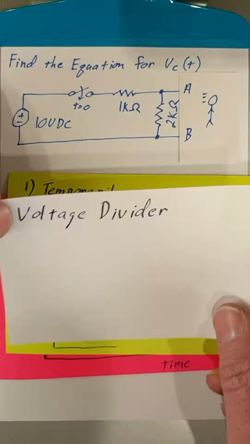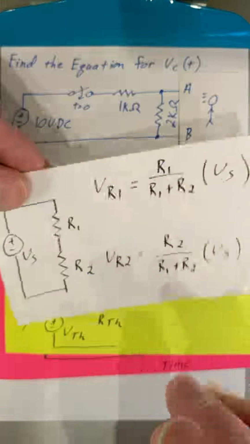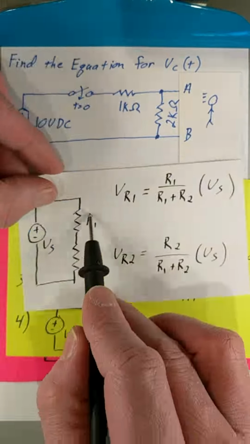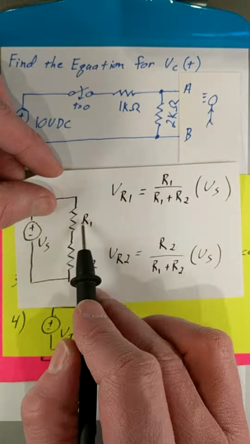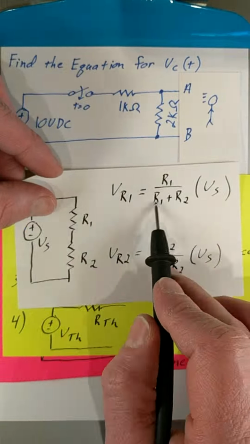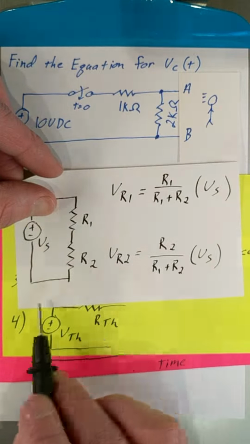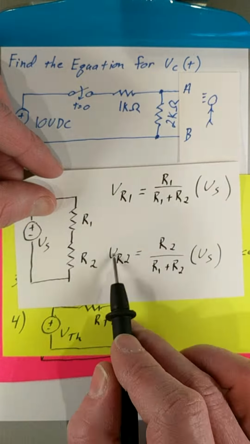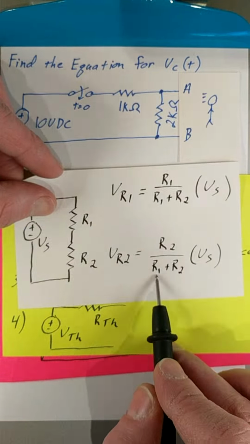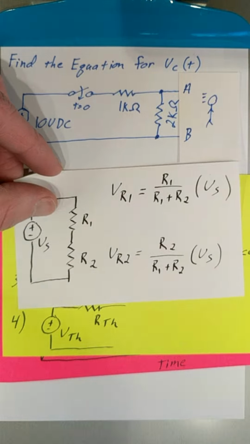One last thing from our note cards. Let's review the concept of a voltage divider. Here we have a source and 2 resistors, and we can calculate the voltage on resistor R1, the upper one here, as R1 over R1 plus R2 multiplied by the source voltage. Or we could calculate the voltage on the lower resistor by saying the voltage on R2 is R2 over R1 plus R2 multiplied by the source voltage.